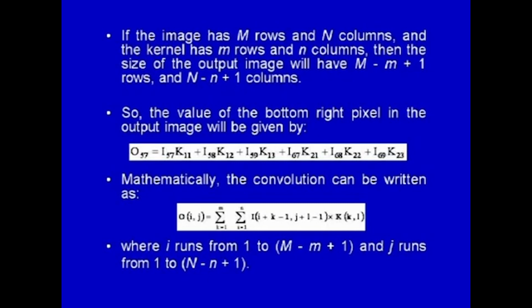So, mathematically the convolution can be written as O(i, j), where i and j represent the cell numbers, and this is equal to the double summation of k equal to 1 to small m and l equal to 1 to small n of the intensity values located at i plus k minus 1 comma j plus l minus 1, multiplied by the kernel cell value K(k, l), where i runs from 1 to m minus small m plus 1 and j runs from 1 to n minus small n plus 1.